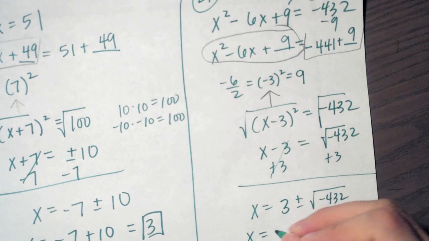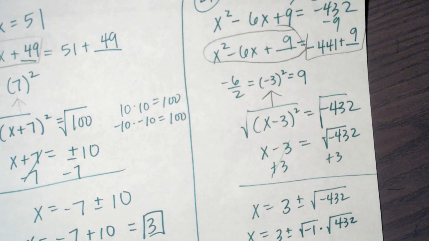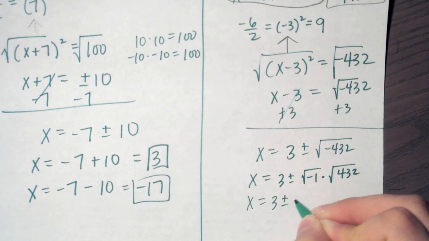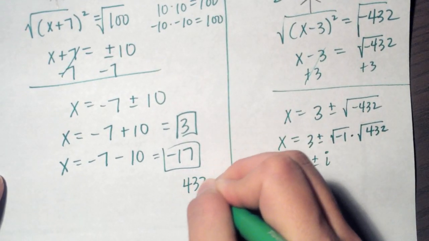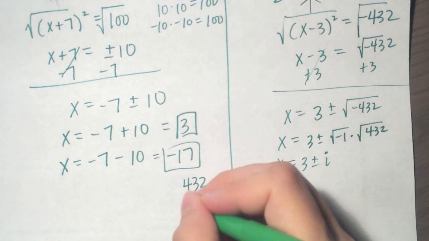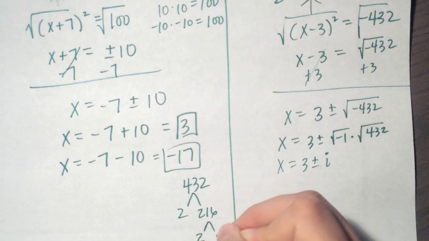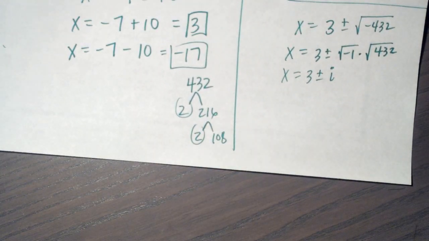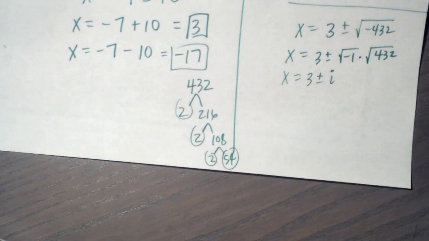I'm going to go ahead and break this up to be the square root of negative 1 times the square root of 432. So the square root of negative 1 is i. 432, I'm going to break that down. Remember, if you're not really sure, just start halving things. So I get 2 and 2, 16. I get 2 and 108. I'm going to circle my primes so I don't lose them. 2 and 54.